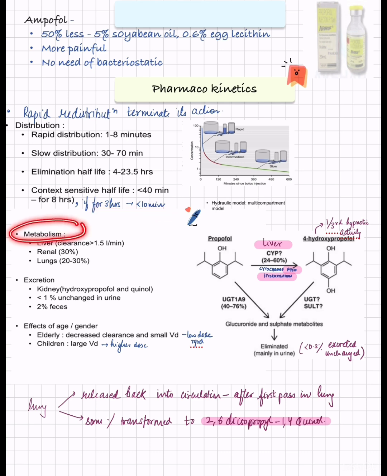Coming to metabolism. It is metabolized in liver, it is metabolized in renal and also lungs. In liver, what happens? With the help of cytochrome P450, it undergoes hydroxylation and makes 4-hydroxypropofol, which has 1/3 of hypnotic activity. And in lung, what happens? It either comes back to circulation after first pass in the lung, or it is transformed to 2,6-diisopropyl 1,4-quinol. Both these components are excreted through kidney.